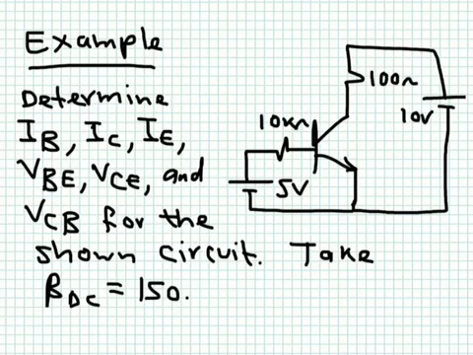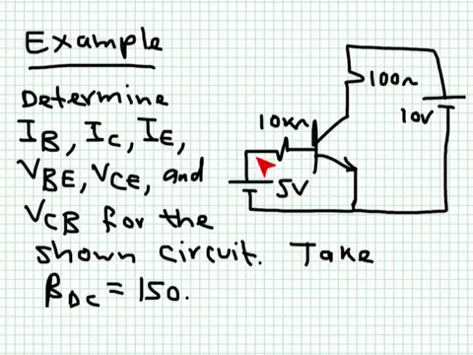Okay, let's take a look at an example. Determine IB, IC, IE, VBE, VCE, and VCB for the shown circuit. Take beta DC equal to 150. It's a very simple example. One transistor here. We have one biasing directly applied to the base, another biasing applied to the collector. We simply apply the rules that we learned.